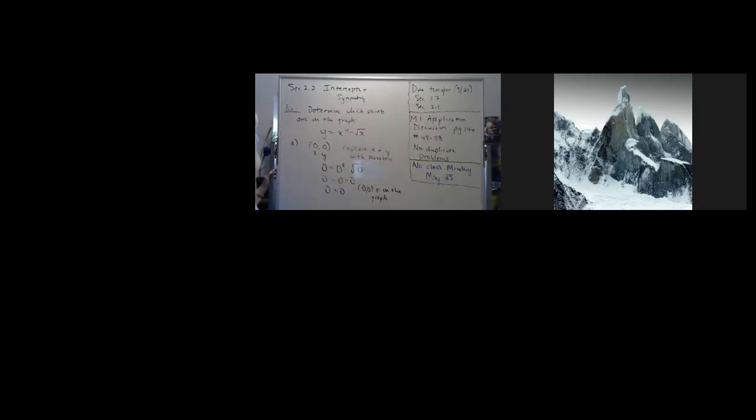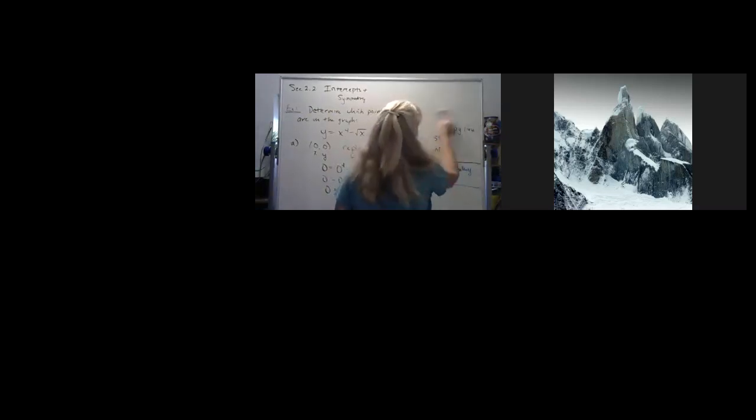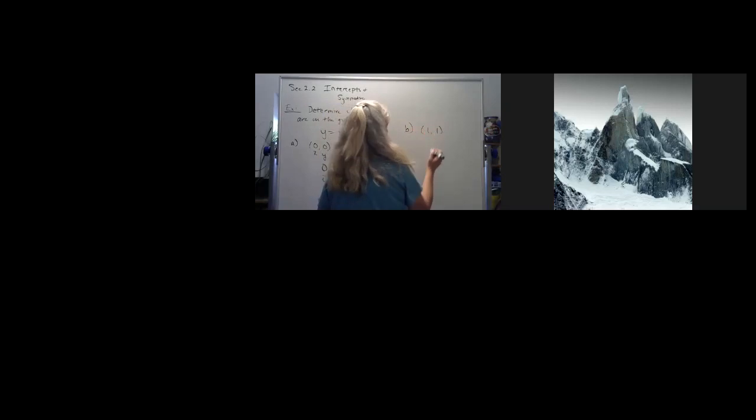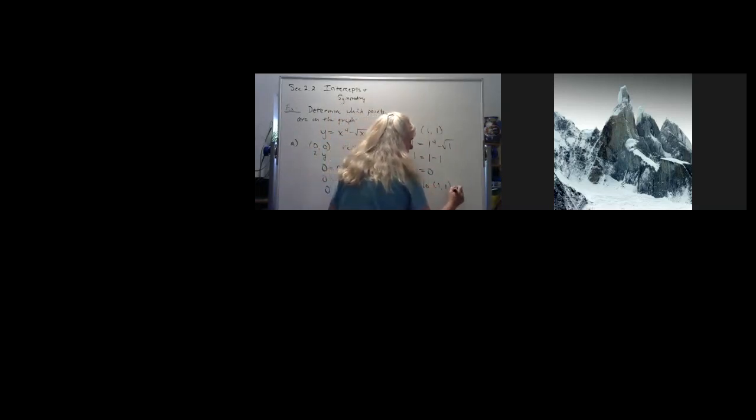Let's do one more point just to make sure you understand. 0, 0 wasn't very exciting because everything's a 0. So let's try another point. Let's go ahead and use 1, 1. So part B. Let's test and see whether or not 1, 1 is on that graph. I'm going to do the same thing. I'm going to replace x with 1 and y with 1. So is 1 equal to 1 to the fourth power minus the square root of 1? Well, 1 to the fourth power is 1. Square root of 1 is 1. So 1 does not equal 0. So no, 1, 1 is not on the graph.